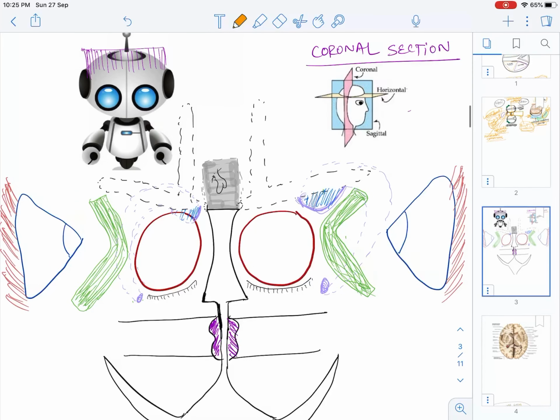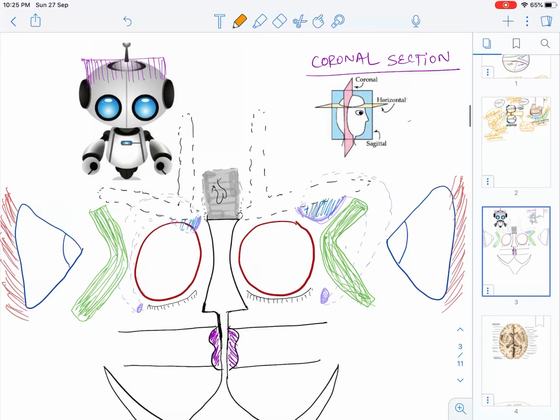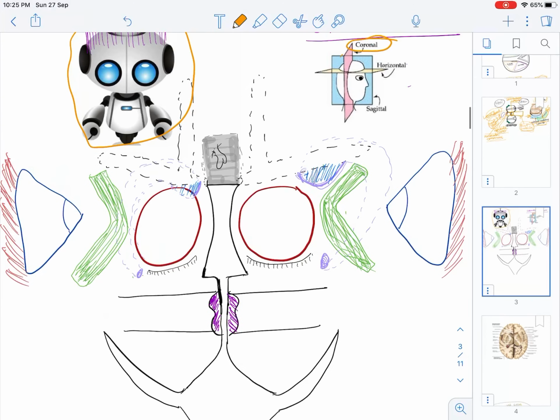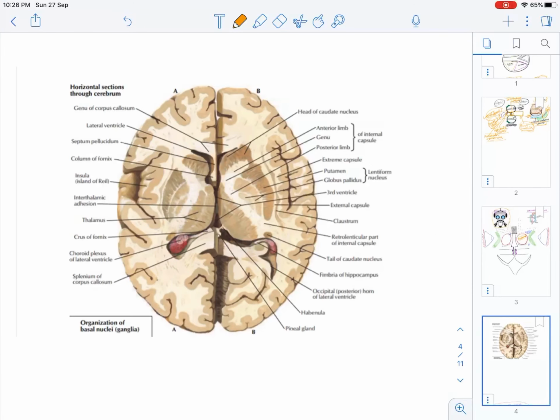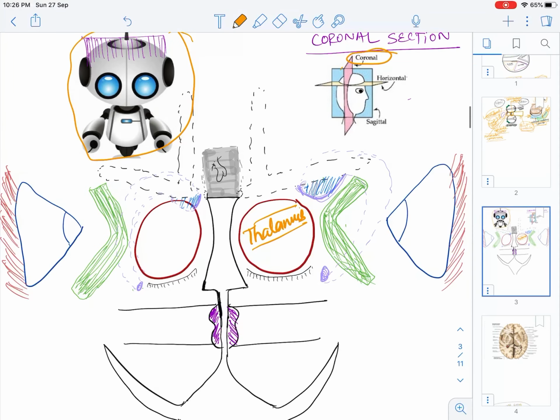So now I have represented the coronal section of the thalamus. For the coronal section you have to remember this robot, because the figure is like a robot. These two eyes are the thalami, this is the thalamus. Then immediately we will see the lateral relations in this figure. In the lateral relations of the thalamus, the first structure is the internal capsule. Here it is, the internal capsule.